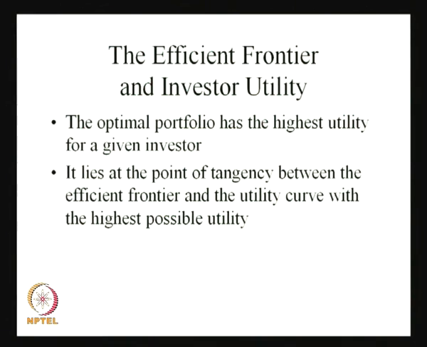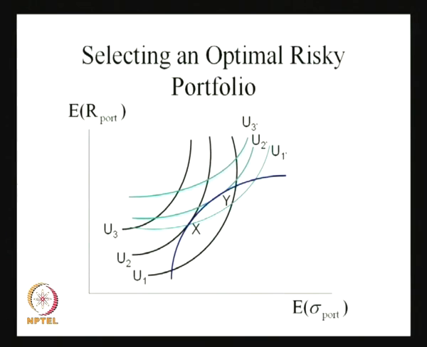Let us see what else happens. The optimal portfolio has the highest utility for a given investor. Already I told you the concept of optimal portfolio, which is popularly used in the investment management or portfolio management literature, and it lies at the point of tangency between the efficient frontier and the utility curve with the highest possible utility. You just see this graph, which can give you a fair idea of what we are trying to explain.